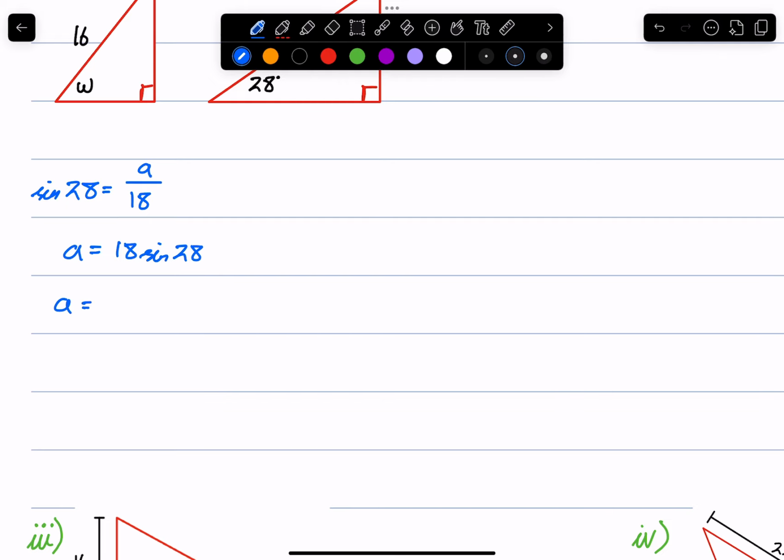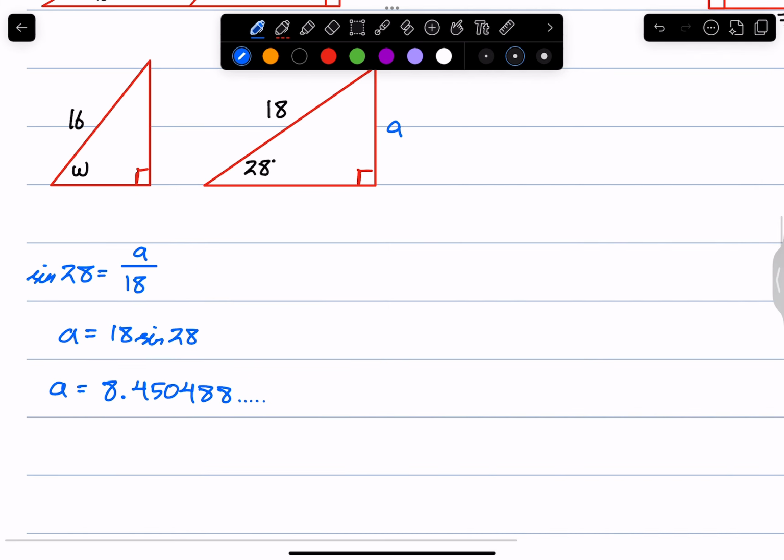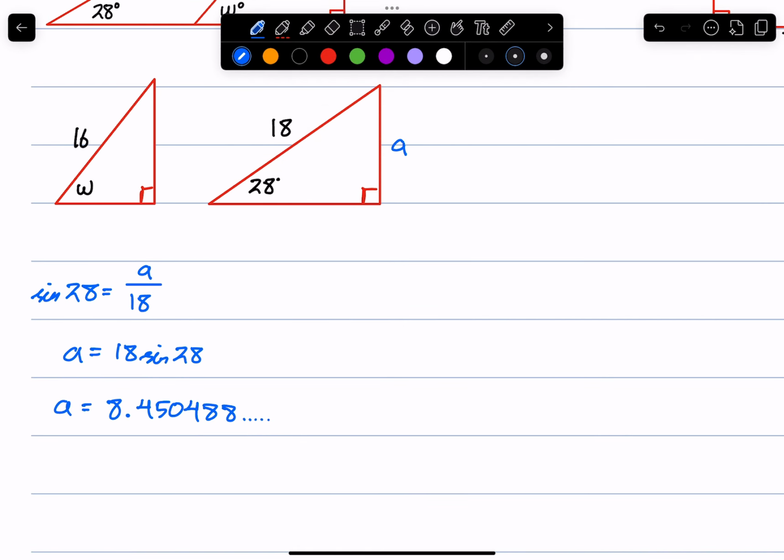Let's actually type that in for this one because we need that value here. So 18 sine 28, that gives us 8.450488. Now look, we now have this length of A, which is shared here. And now that we have this length, we can actually find W. Because to find W, we can use sine. The opposite, this side here, over the hypotenuse.